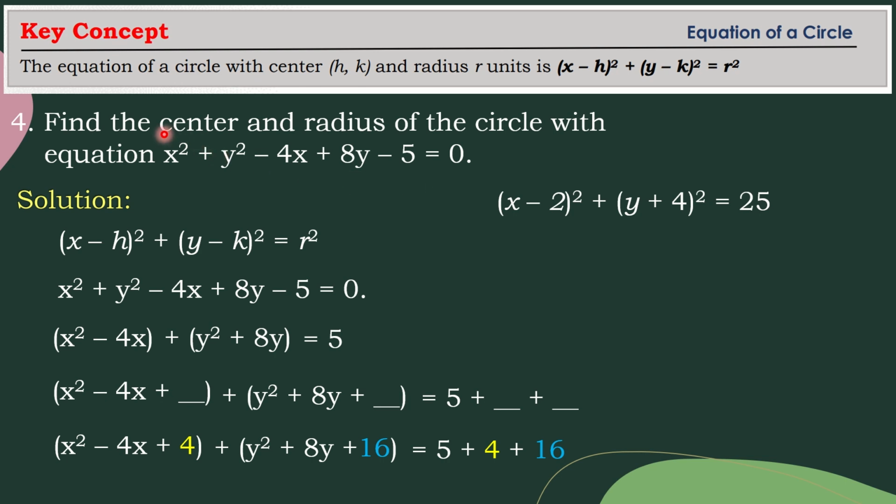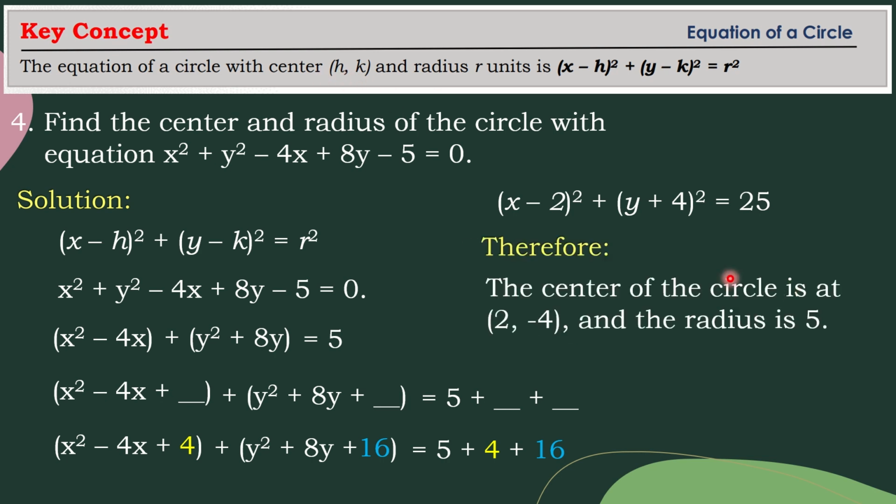Pero ang tanong po, you are asked to find the center and the radius of the circle. So gagamitin na po natin yung pattern. And base po doon sa coordinates ng center, ang coordinates po ng center is h, k. So yung coordinates po ng center is 2, negative 4. So why is it 2, negative 4? You're going to use the opposite sign of this one. So since negative 2, it will become positive 2 for your x. And for your y coordinate, since positive 4, it will become negative 4. And your radius is 5. Why is it 5? You're going to get the square root of 25. So that's for example number 4.